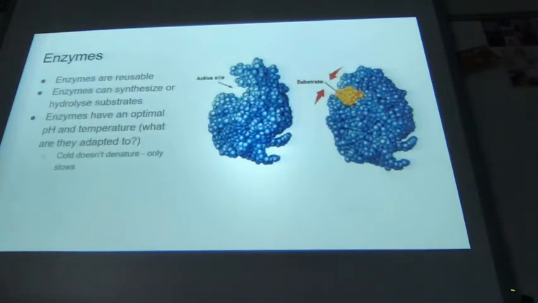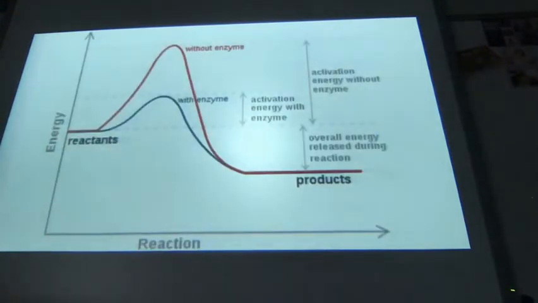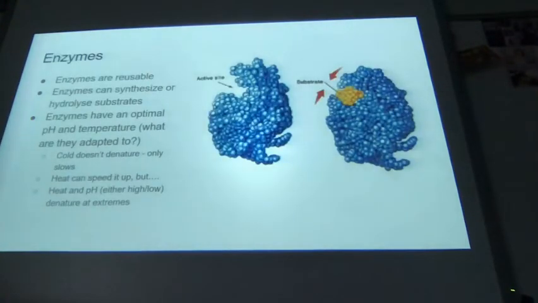Cold doesn't denature. It only slows it down. Heat can speed it up, but get it too hot and what happens? What does denature mean? It doesn't work. Like it falls apart. All those little bonds that are holding that active site into its shape just get loosey-goosey. And then the active site isn't the right shape anymore, and then it doesn't work. Oh, did you guys need that? And then heat and pH, either high or low, denature. Denatures at extremes. Okay.